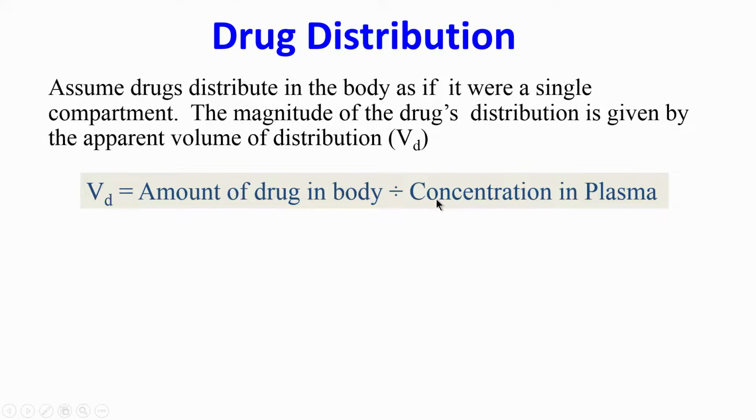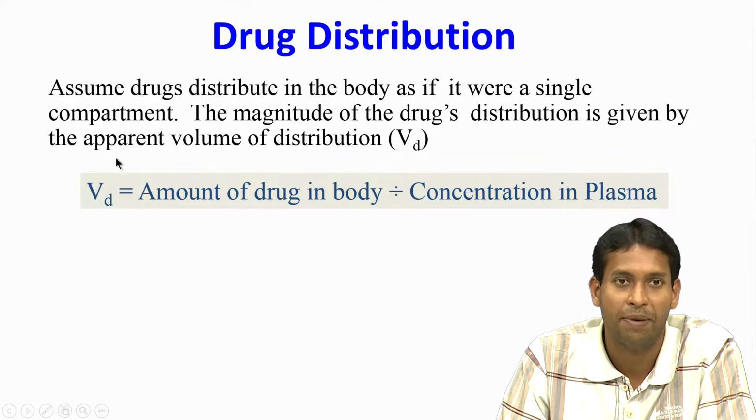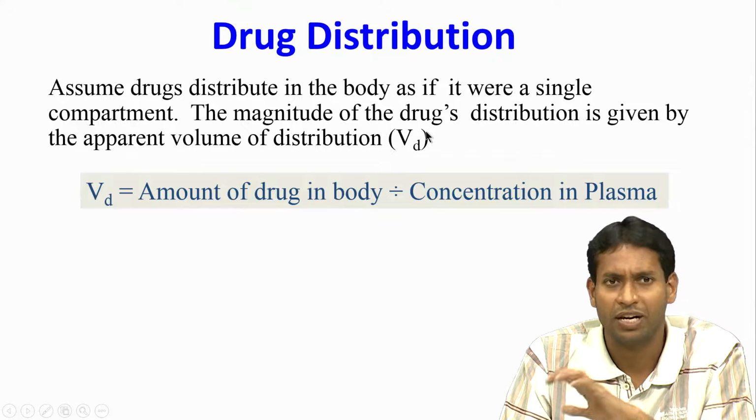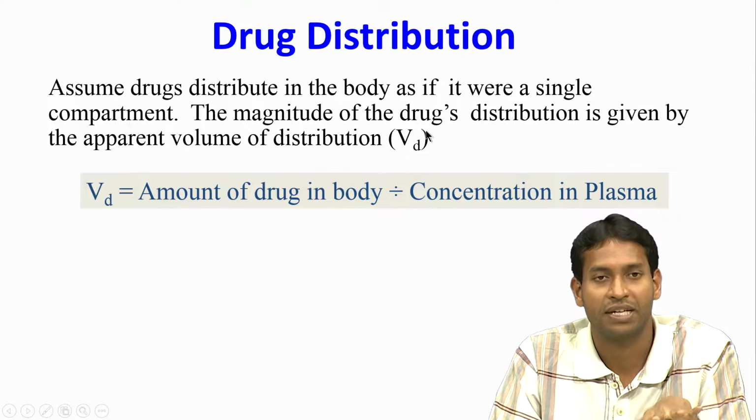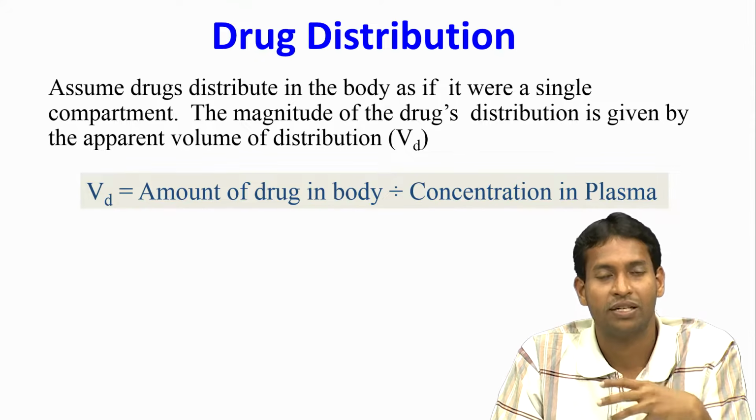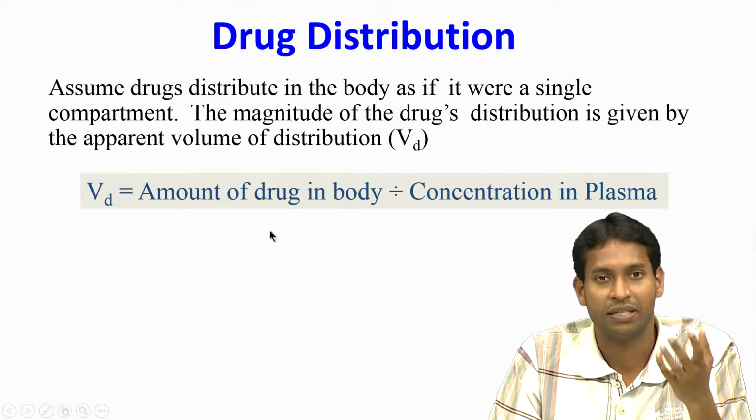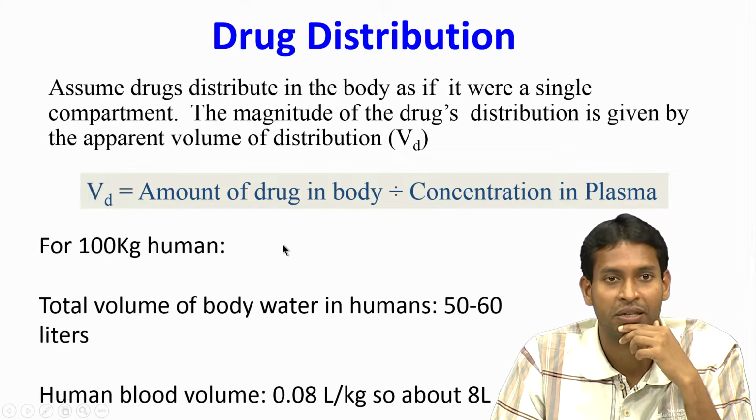To do that, we have a term which we define as VD, which is essentially the amount of the drug in the body divided by the concentration in the plasma. This is called the apparent volume of distribution. This is just an arbitrary value, it has no physical meaning, but it helps doctors and engineers understand how the drug gets distributed in the body and where it is compartmentalized.